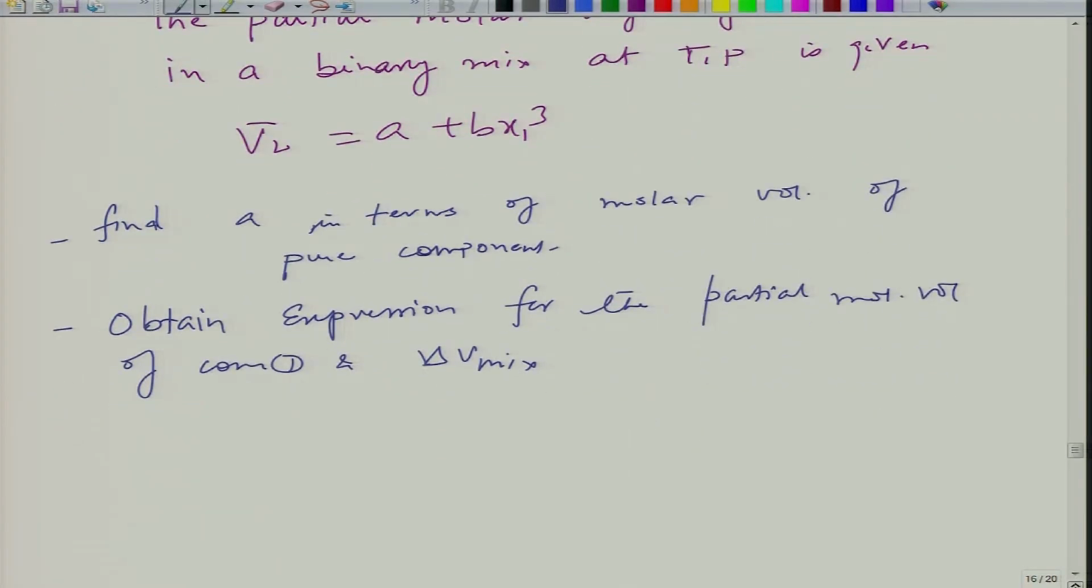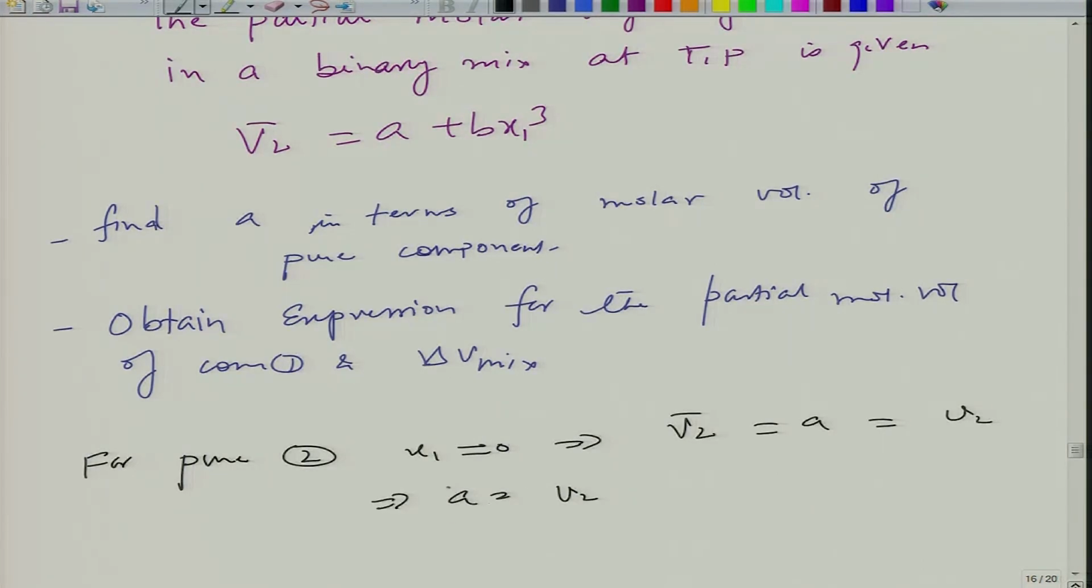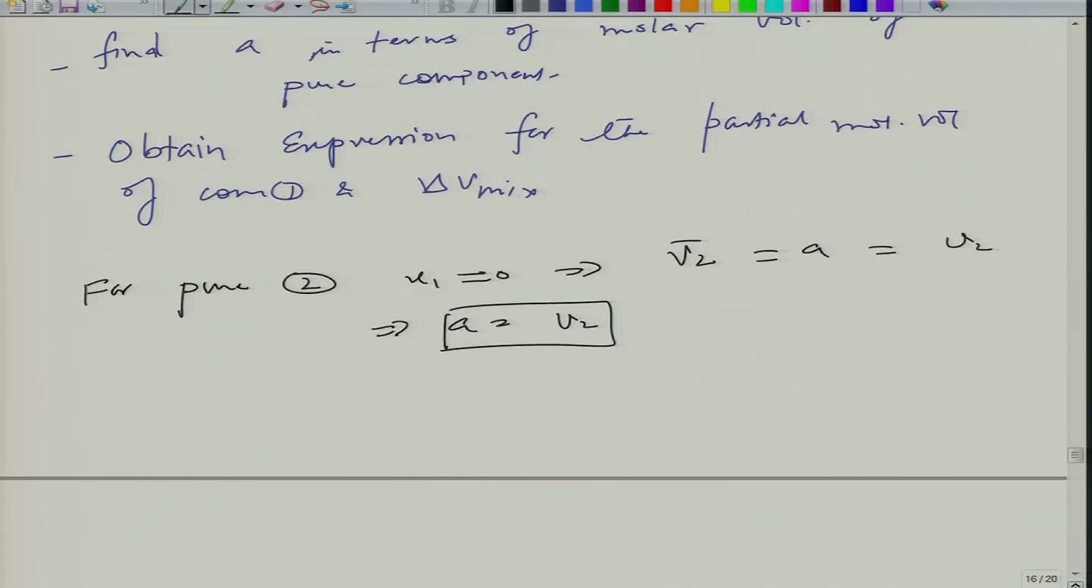Okay. So, looking at this expression, you can clearly tell one aspect that when x1 is 0, that means when it is a pure component, then V2 bar is nothing but A. So, let me start with this. For pure 2, x1 is 0, which essentially means V2 bar is A, and this must be same as small V2, which is a molar volume. Okay. So, A is nothing but small V2, so that is something which we can clearly write down from the expression.